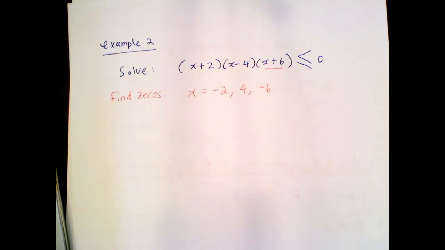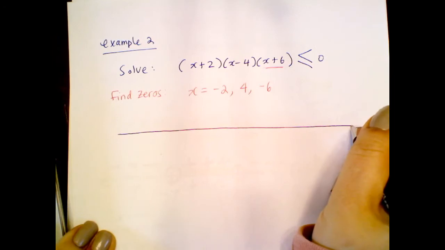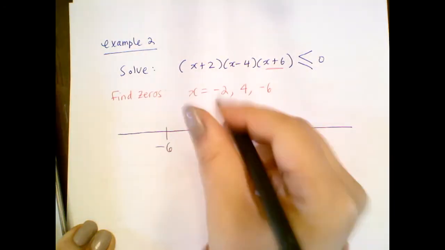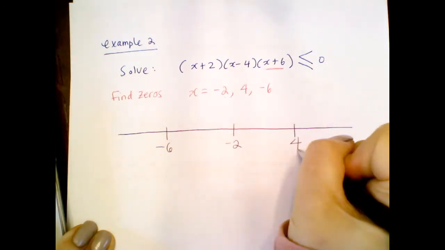Now what do we do? We graph these on a number line, right? So on a number line, plot the smallest number on the left, negative 6 is the smallest number. Plot the second smallest number, negative 2. And then positive 4 is the greatest number here.